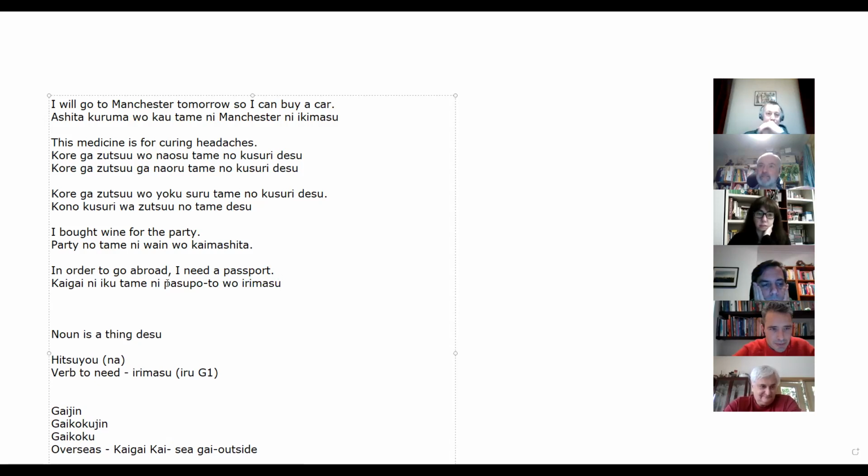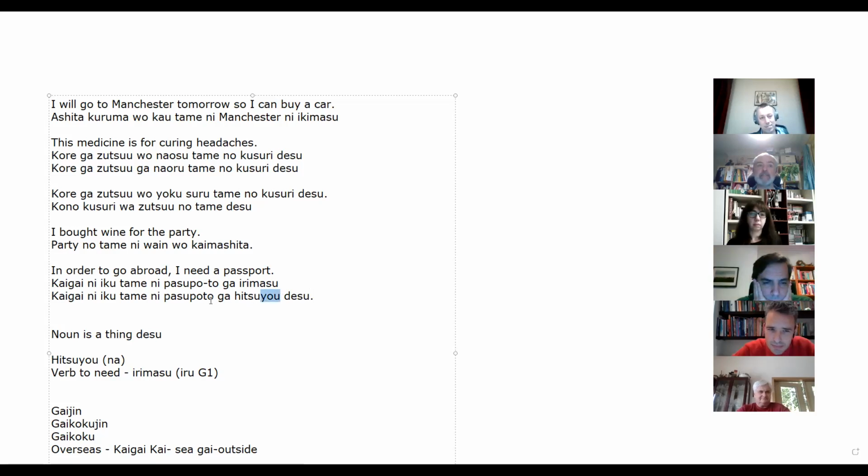Now use the na adjective instead. Kaigai ni iku tame ni. Sorry, this isn't o irimasu, is it? It's ga irimasu, sorry. Ga irimasu. But what was the other? Hitsuyo. Passporto ga hitsuyo desu. Yes, good. Ga hitsuyo desu. Yeah, good.